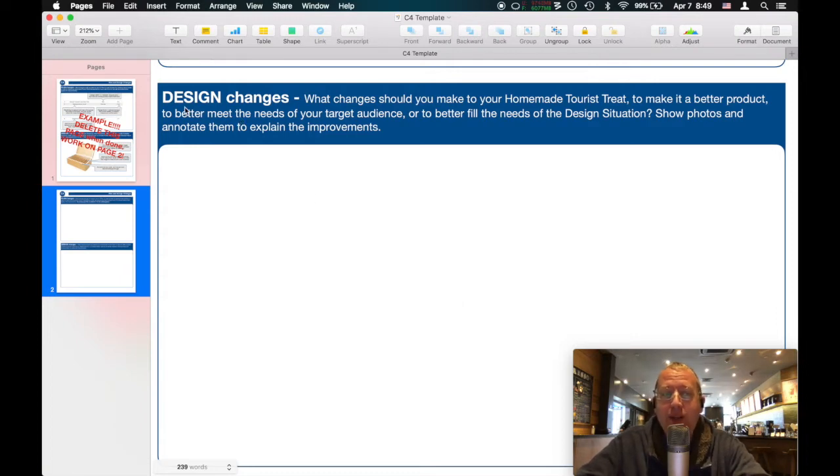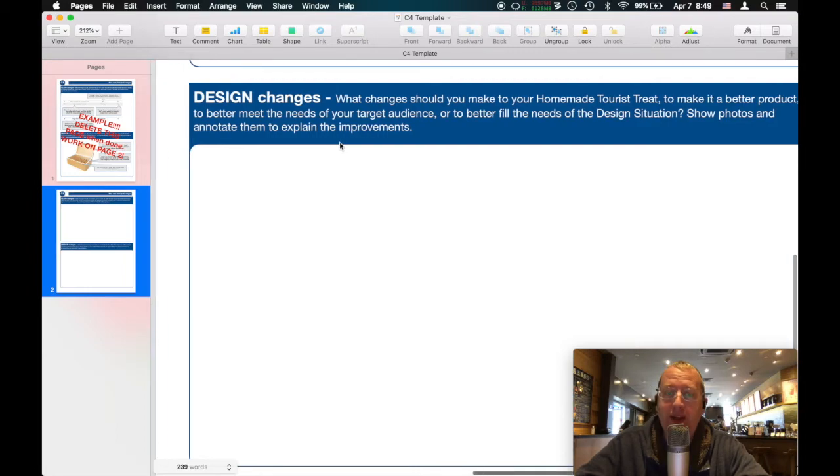Anyway, it's not about the plan, it's about your design of your product, your actual homemade tourist treat. So here it says, what changes should you make to your homemade tourist treat to make it a better product? To better meet the needs of your target audience, or to better fill the needs of the design situation. Again, show photos and annotate them to explain the improvements.